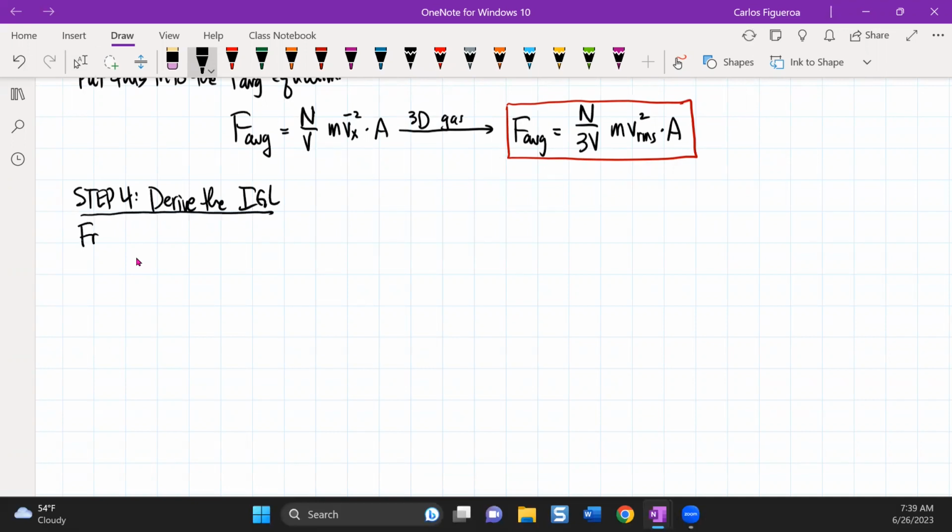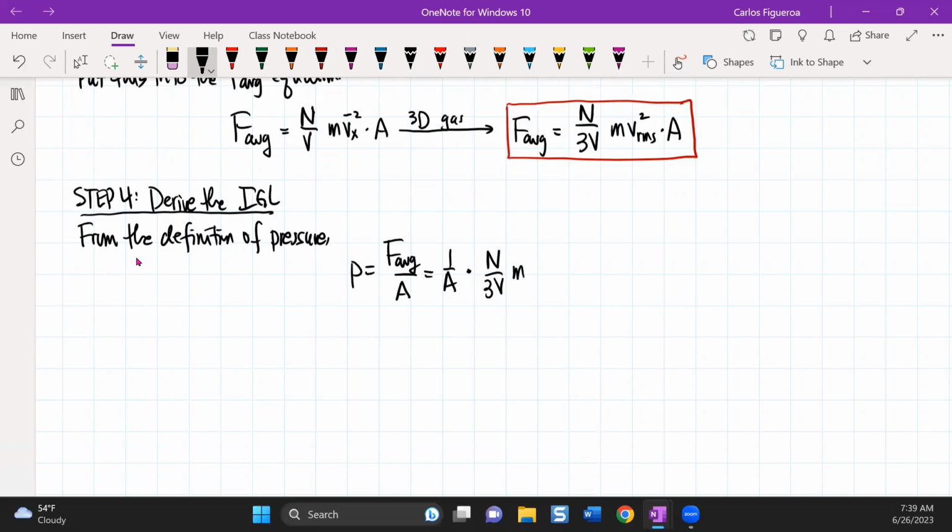So from the definition of pressure, here's what we get. We say that pressure is equal to the average force divided by the area. So then check this out. I have area here. Then I'm going to get N over 3V mv RMS squared times area. And you can see here that these areas cancel out.